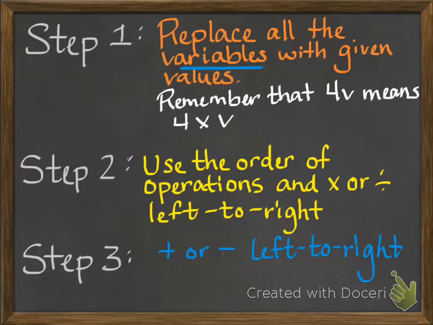So remember that in our problem, 4v means 4 times v. Okay, that 4v, that 4 that's next to the v, that just means 4 times v. And then after you put those numbers in the right place, then you're going to use the order of operations in step 2. Use the order of operations and multiply or divide from left to right. And then the last step, step 3, is to add or subtract left to right. Okay, the same order of operations, just you're going to start by replacing the variables, those letters, with the numbers, the given values that they told you.